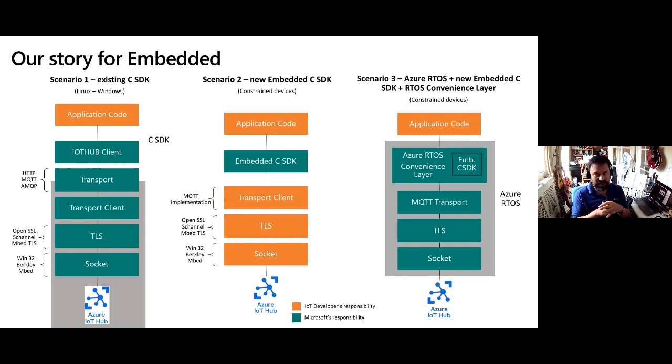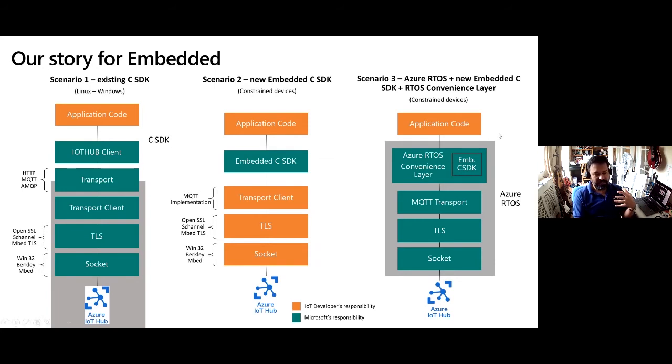We have now released what's called the Embedded C SDK, specifically for constrained devices. So more of your MCU class device, where you write your embedded C code, and that sits on top of the MQTT and TLS implementations. We typically recommend MQTT for these constrained devices, and you always need a TLS stack there, because IoT Hub will only allow TLS encrypted connections, so you would always need to have that library present.